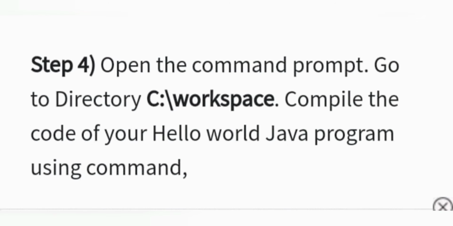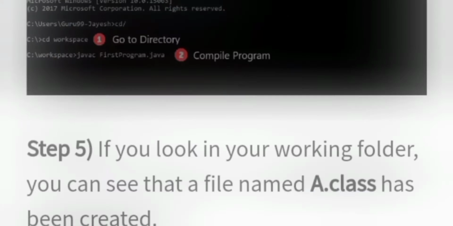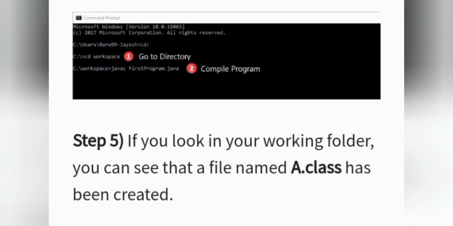Step number 4. Open the command prompt. Go to the directory. See workspace. Compile the code of your Hello World program using the command. Step number 5. If you look in your working folder, you can see that a file named A.class has been created. We look on the black screen, go to the directory and compile the program.